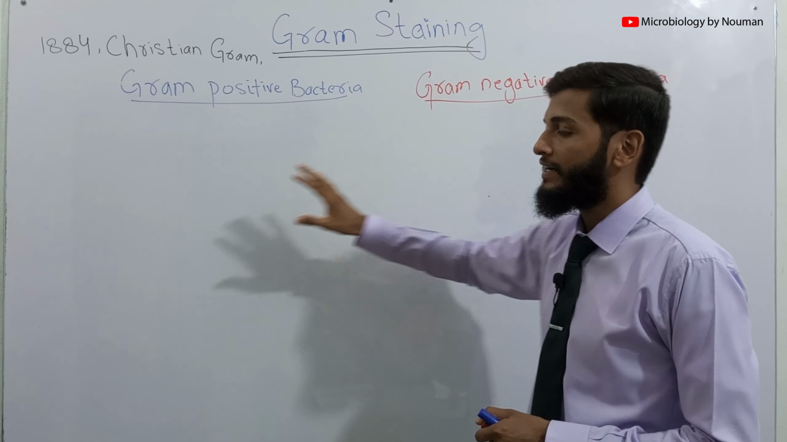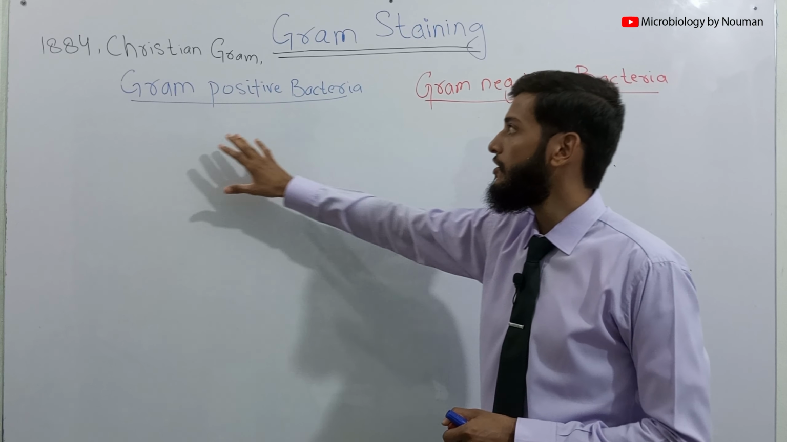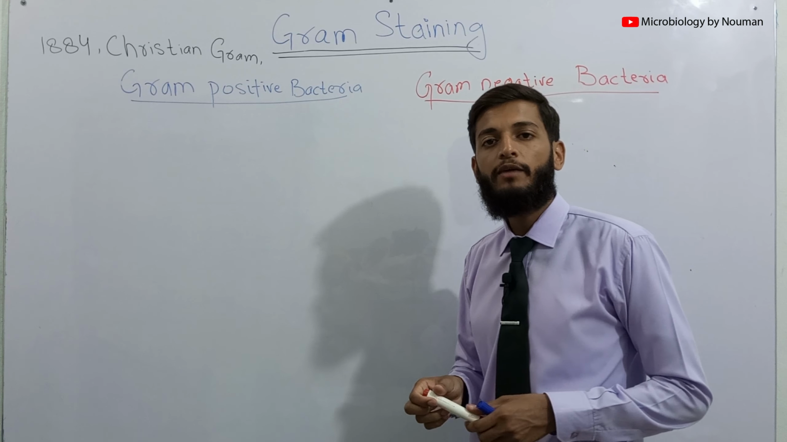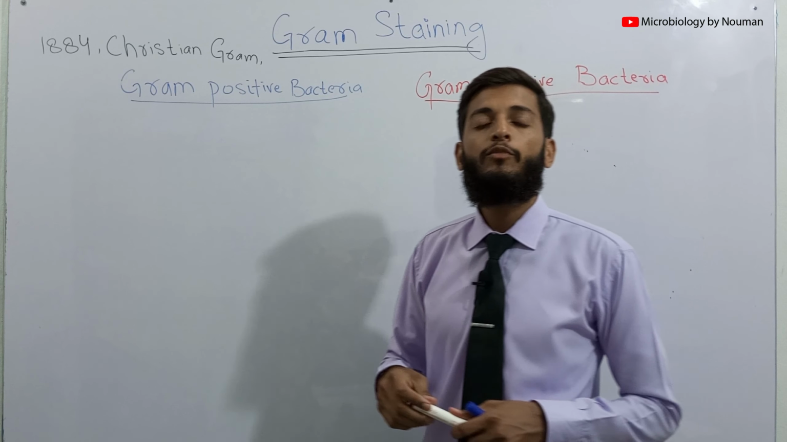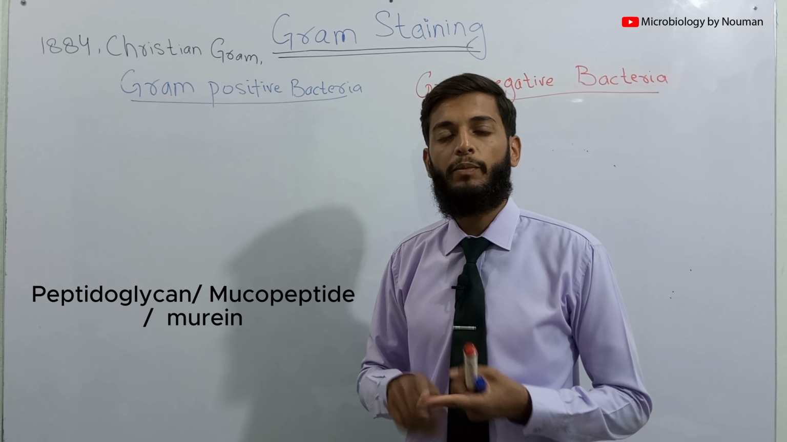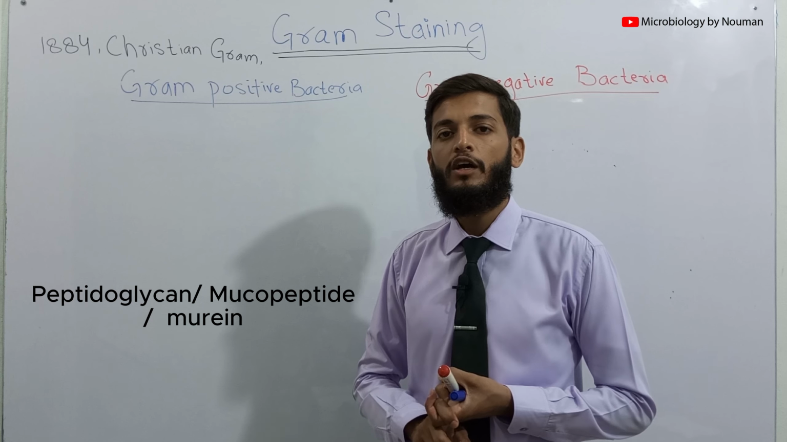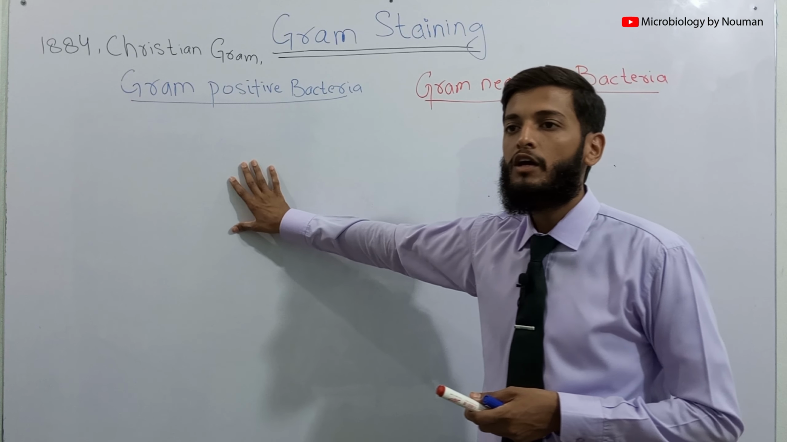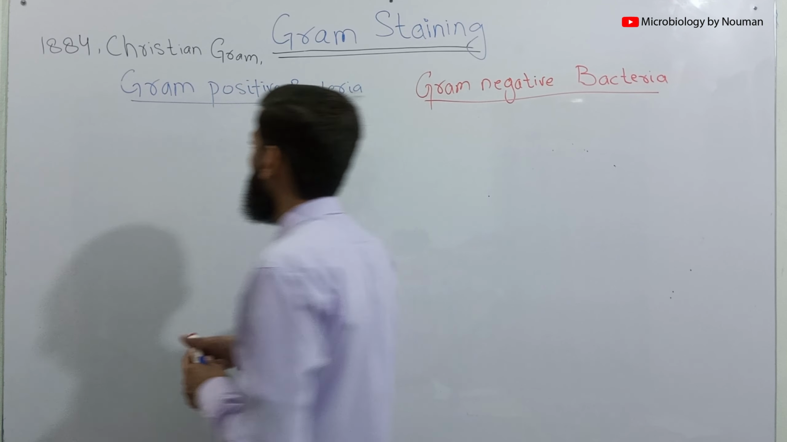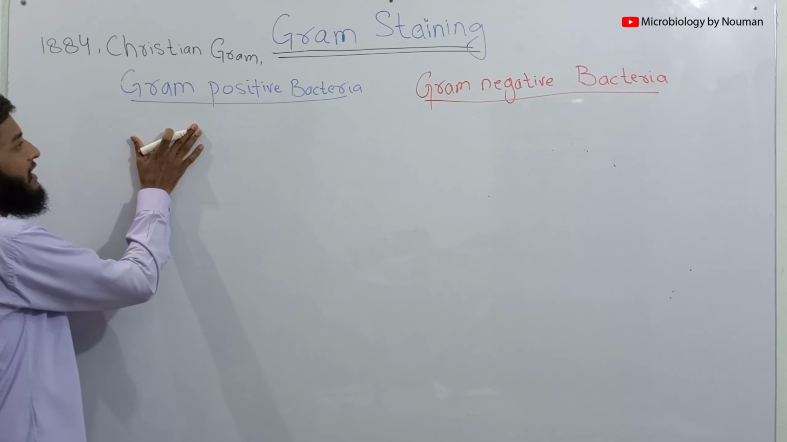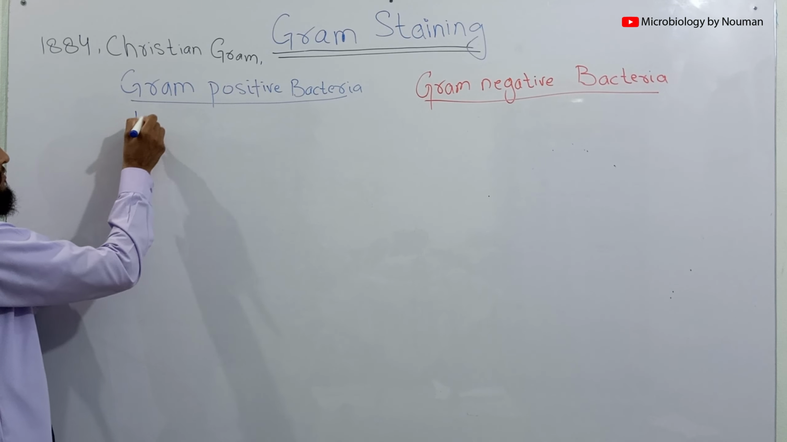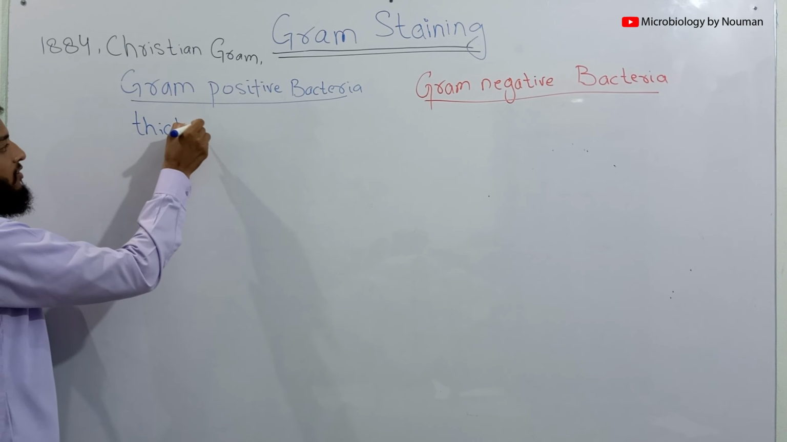On the basis of bacterial cell wall thickness, these two groups are made. We know that bacterial cell wall is made up of peptidoglycan or mucopeptide or murein. We can use any of these words. All those bacteria that are having a thick cell wall, or their cell wall is made up of thick peptidoglycan, are termed as gram positive bacteria. Bacteria containing thick peptidoglycan cell wall.